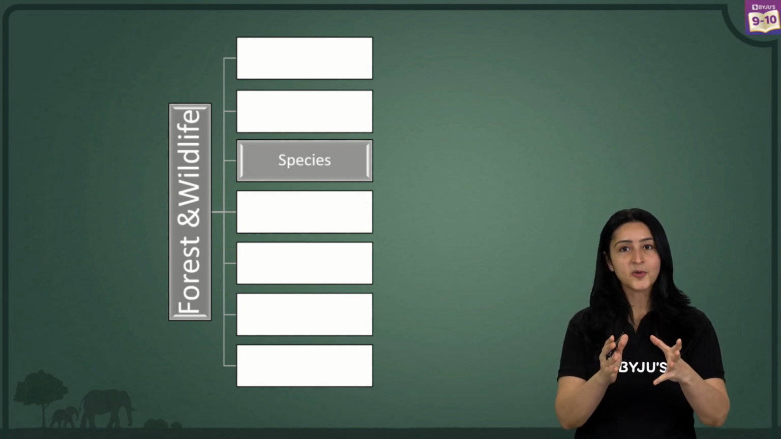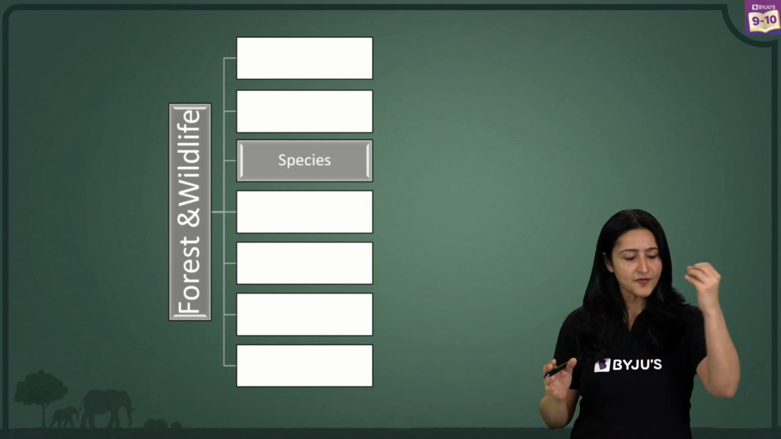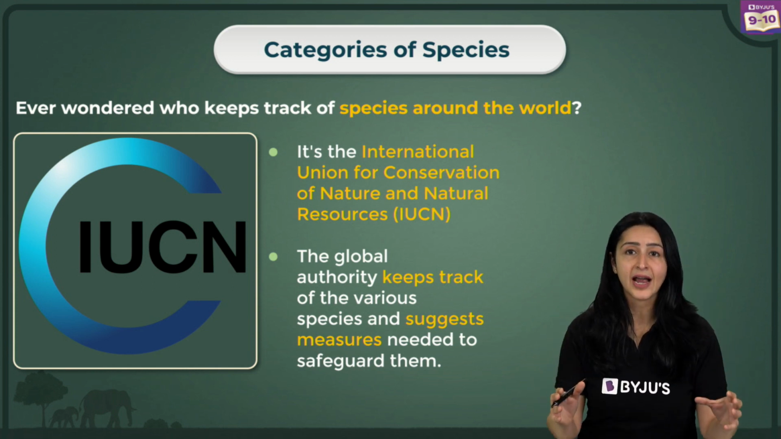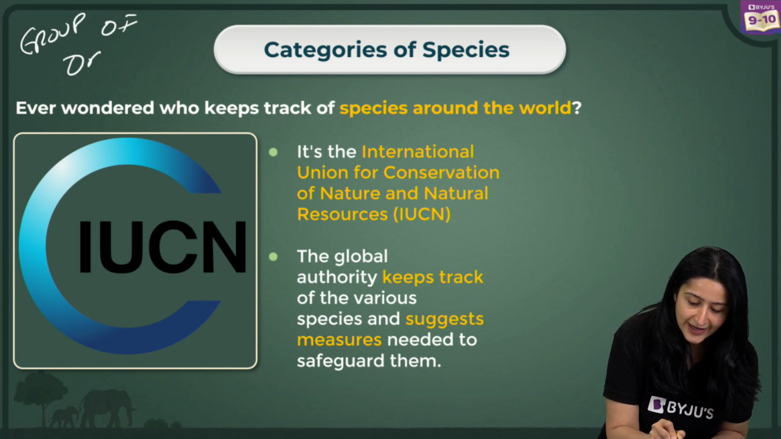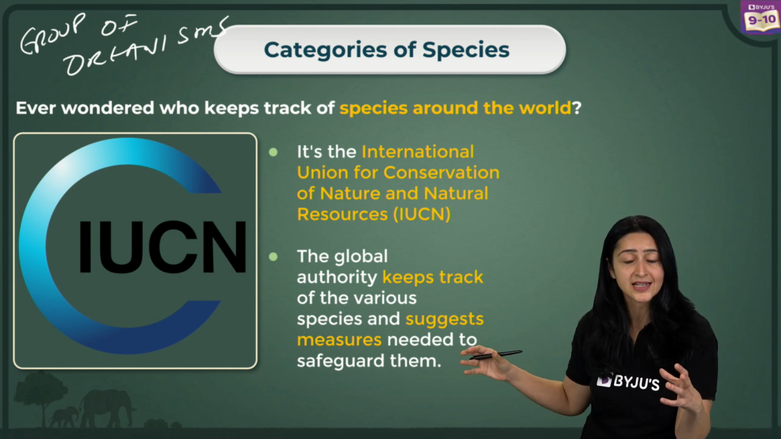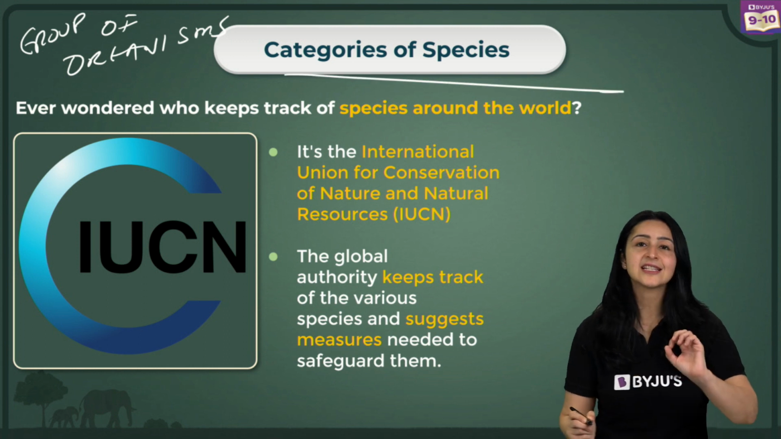Now, talking about interdependence, let's move on to our next topic, which is species. Here, I'm going to be talking to you about various categories of species. So first, let's talk about what a species is. Species are defined as a group of organisms, right? They're a group of organisms, and these species are categorized into various types.